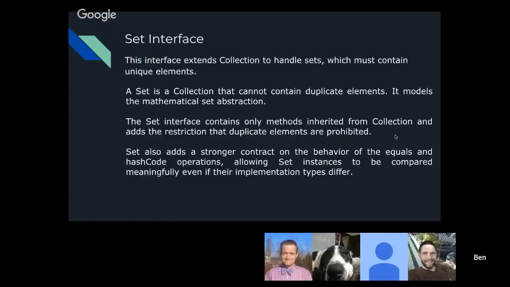So the set interface, this interface extends the collection to handle sets, and they need to contain unique elements. It's a collection that cannot contain duplicates, so you can't have the same thing in there twice. It's kind of like a mathematical set. It contains only methods inherited from collection and adds the restriction that duplicate elements are prohibited. It also adds a stronger contract on the behavior of the equals and hashCode operations, so it allows set instances to be compared meaningfully, even if their implementation types differ. The most important thing about set to remember is they can't contain a duplicated item.